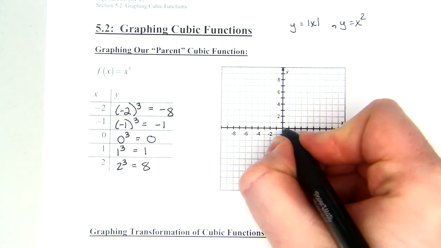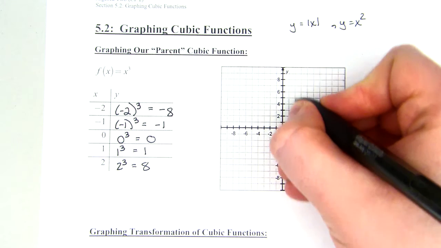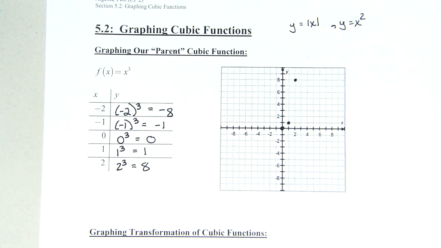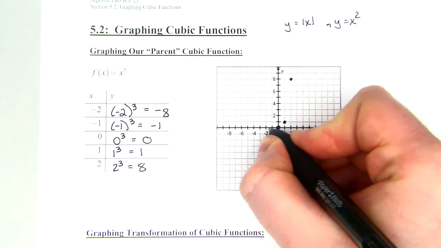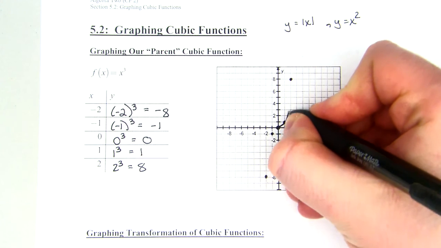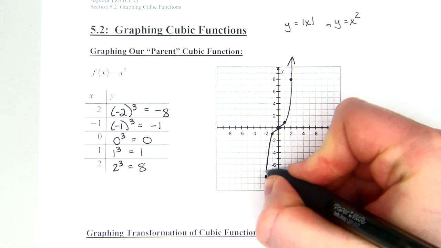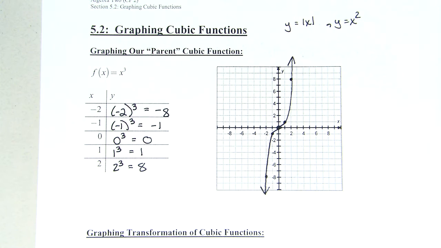Okay, I'm going to plot these points. 0, 0, 1, 1, 2, 8. Okay, then I have -1, -1, -2, -8. Y equals x cubed looks like this, kind of like a stretched out parabola, and then kind of like a stretched out negative parabola put together. This is the graph of y equals x cubed. We can transform this like we would transform the absolute value of x or x squared with our move it left, right, multiply the y values, move it up, down.